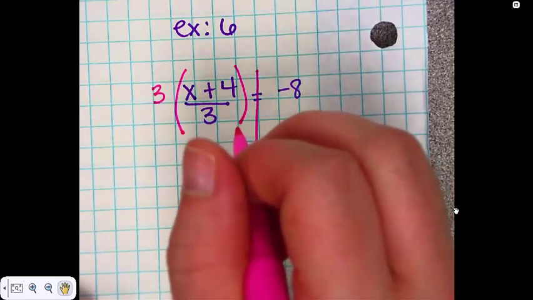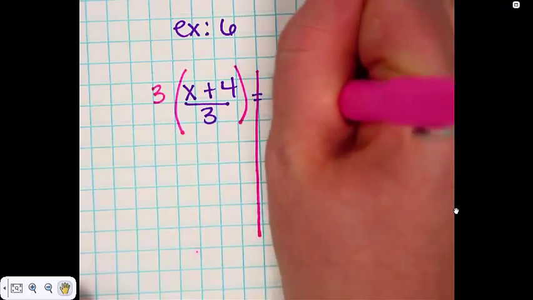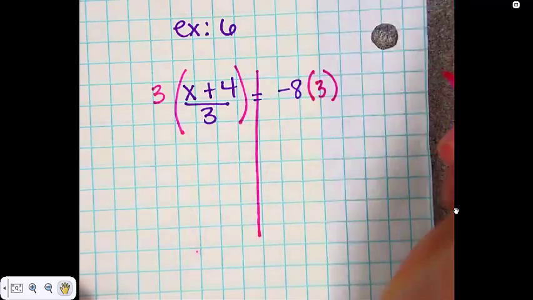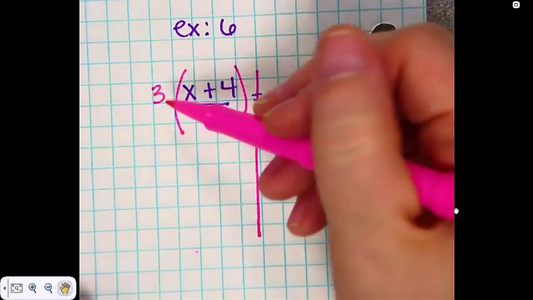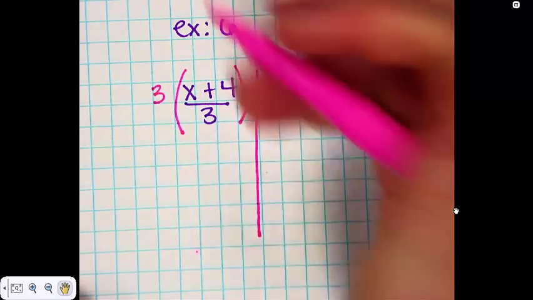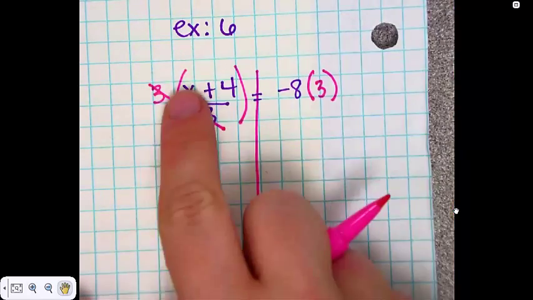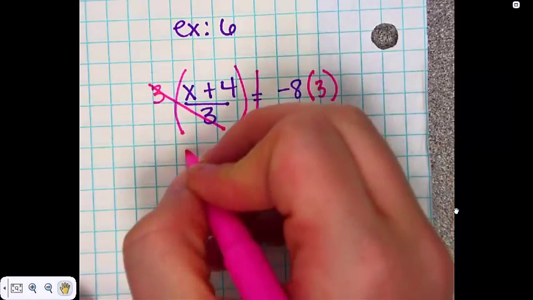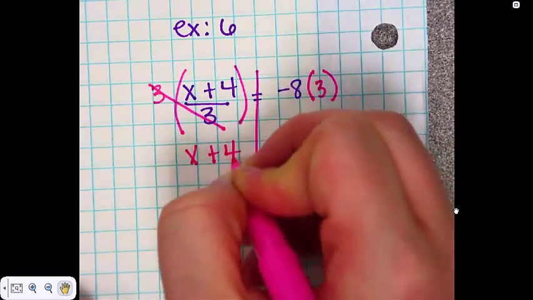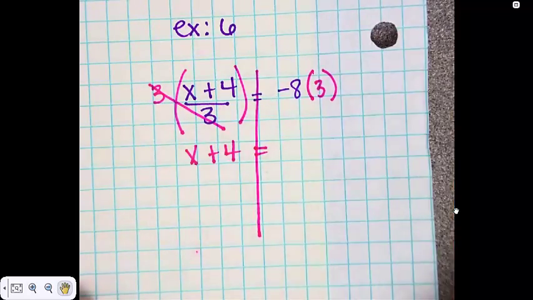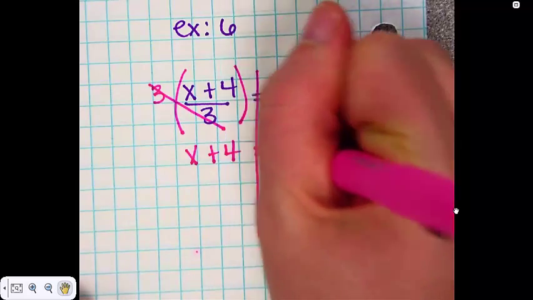If I do it on the left side of my equation, I have to do it on the right side of my equation. Okay? So, what happens when you multiply by 3 and divide by 3? Those two things undo one another. And all we're left with is x plus 4. Negative 8 times 3 is going to give me negative 24.